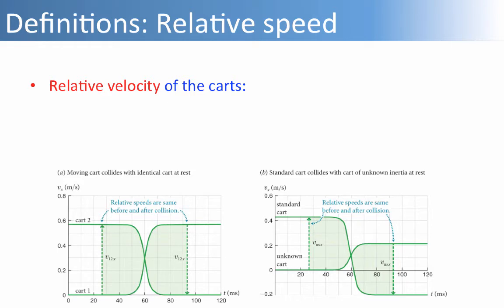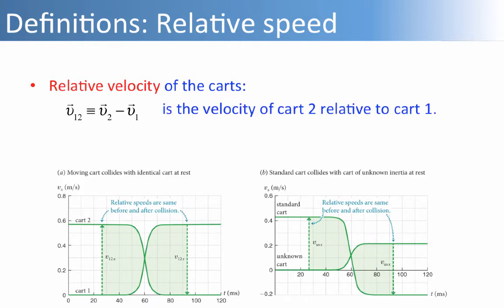So we're going to do some new definitions here. We're getting towards relative speed. Let's start with the definition of the relative velocity of two carts. The relative velocity, called v sub 1, 2 with a vector symbol, is simply defined as the velocity of 2 minus the velocity of 1. So it's just the velocity of cart 2 relative to the velocity of cart 1. The relative speed of the carts is simply the absolute value of this difference in velocities.